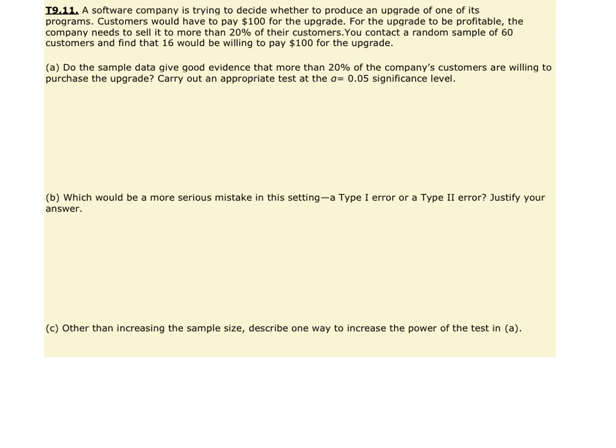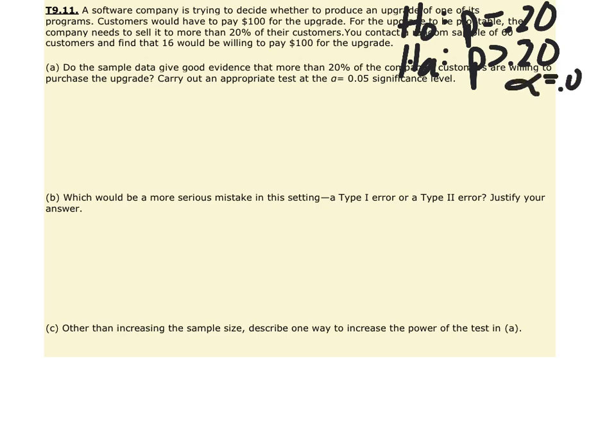Now the first thing I'm going to do is think about state, plan, do, and conclude. So I'm going to state the hypothesis. For this one, H sub 0, we're going to say p is equal to 0.20 or 20%. That's our null hypothesis because we believe H sub a is the case that p is greater than 0.20. And I should define that p is the proportion of consumers willing to pay $100 for the upgrade. So do define the variable p somewhere. And we are using the significance level of 5% as they've already defined. And that's enough for state.